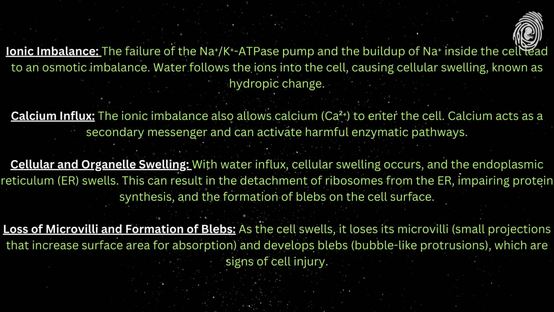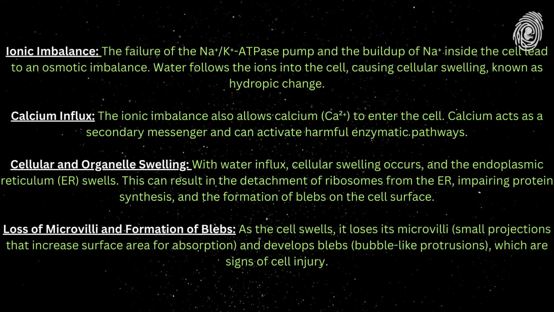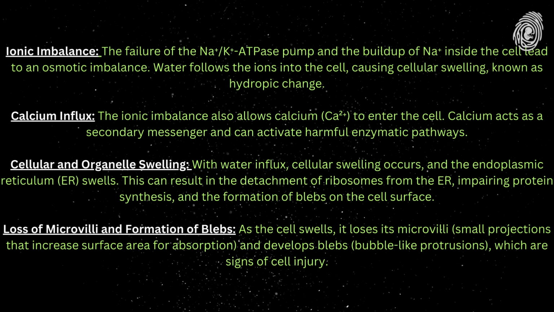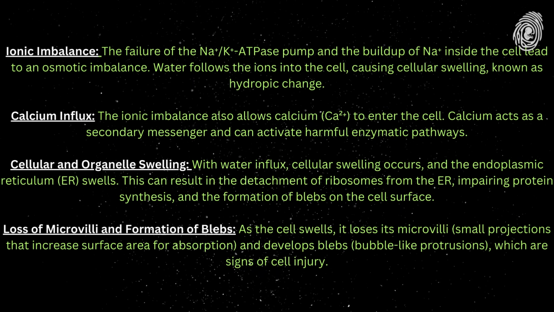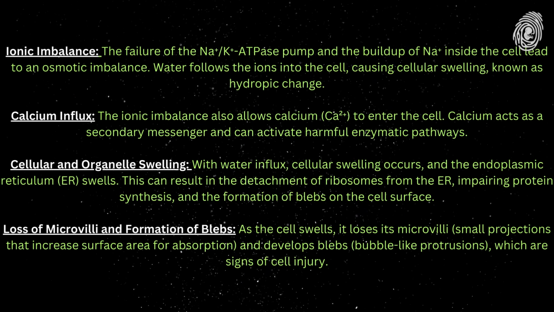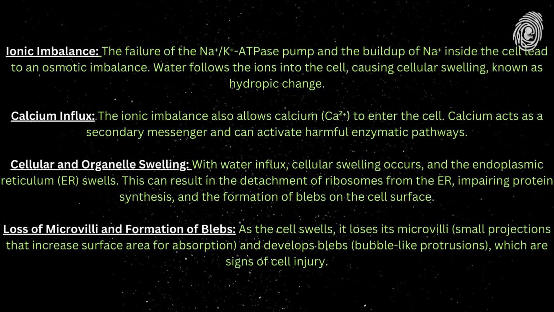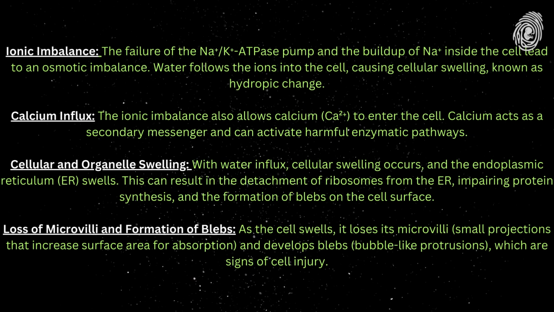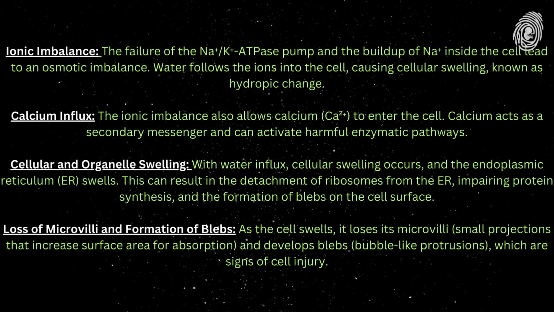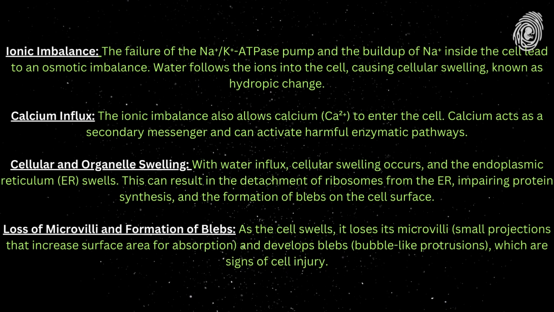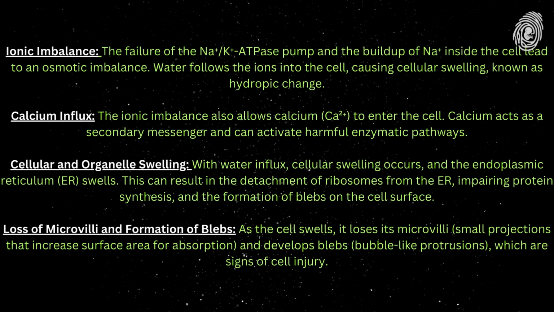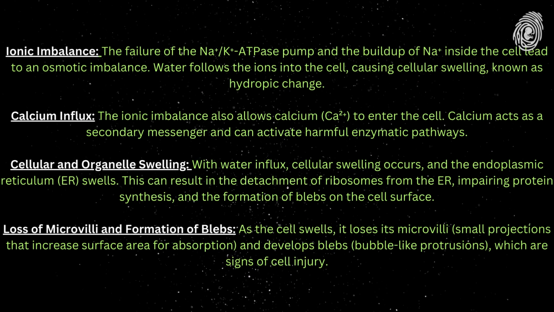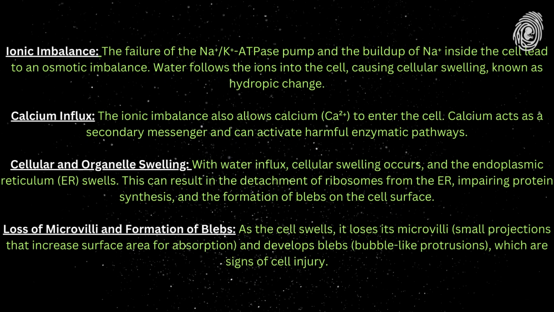Cellular and organelle swelling. With water influx, cellular swelling occurs, and the endoplasmic reticulum, ER, swells. This can result in the detachment of ribosomes from the ER, impairing protein synthesis, and the formation of blebs on the cell surface. Loss of microvilli and formation of blebs. As the cell swells, it loses its microvilli, small projections that increase surface area for absorption, and develops blebs, bubble-like protrusions, which are signs of cell injury.